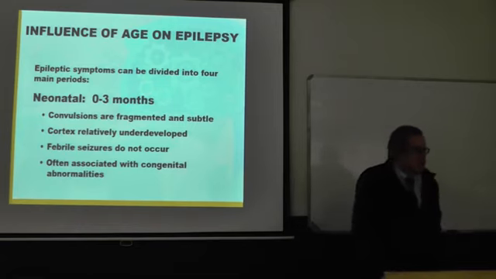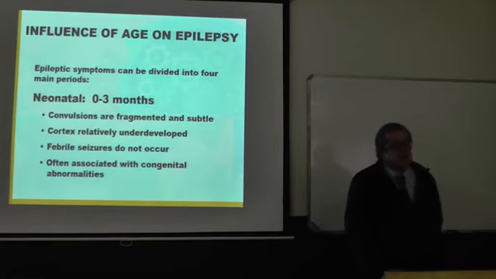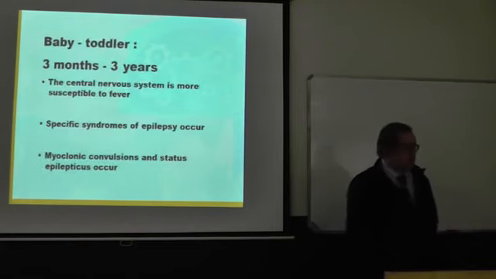So they may be fragmented and subtle, and often they are actually affected at the level of the brain stem. The cortex is relatively underdeveloped, and under 3 months of age we do not make a diagnosis of febrile seizures. It's often associated with congenital abnormalities, as one can understand, in the neonatal period.